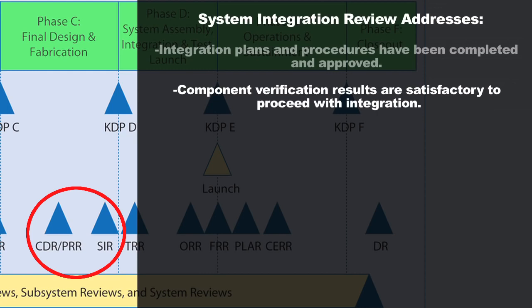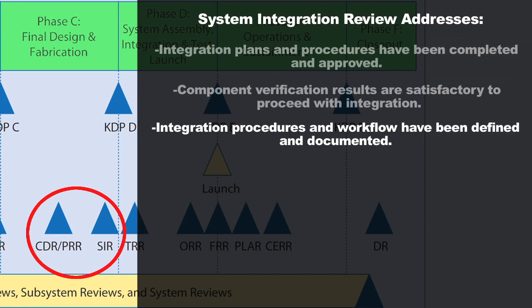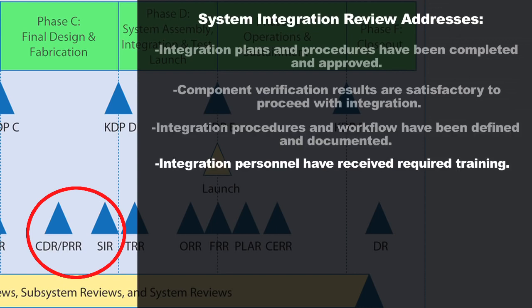So previous to this, you've done a lot of testing of the individual components that you're bringing in to verify that they meet their requirements as defined at the lowest level. And so the system integration review includes looking to say, did they all pass the reviews? Are you really ready to go forward and start to integrate them into a full system? Integration procedures and workflow have been defined and documented. Integration personnel have all gotten required training.